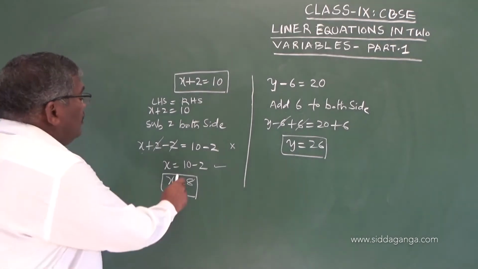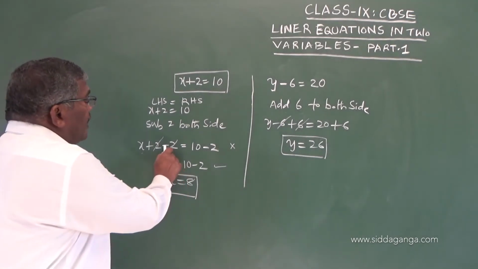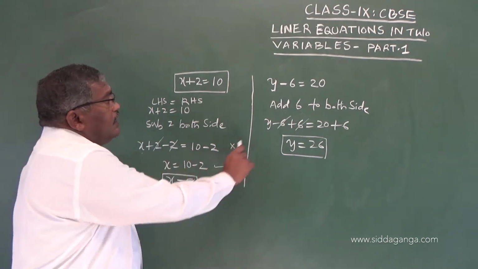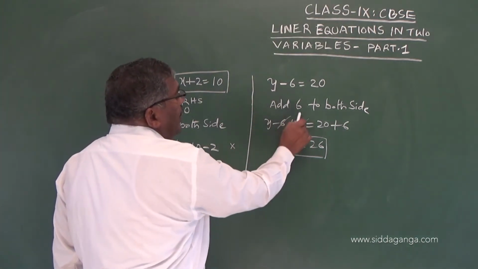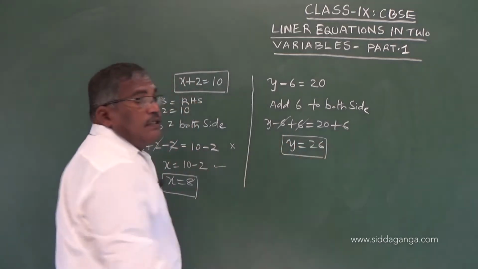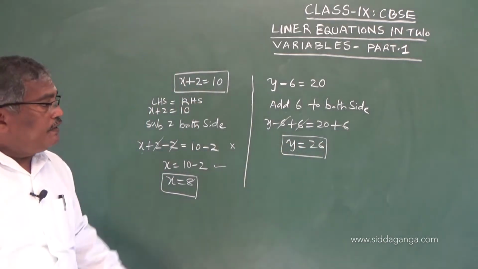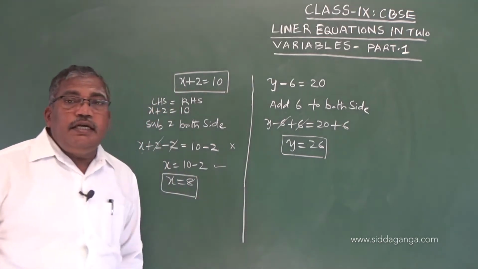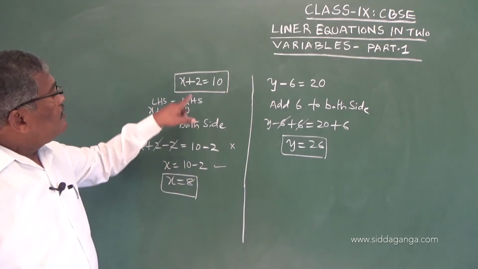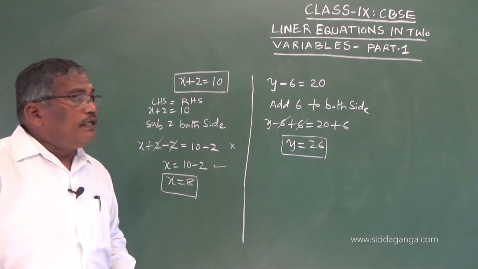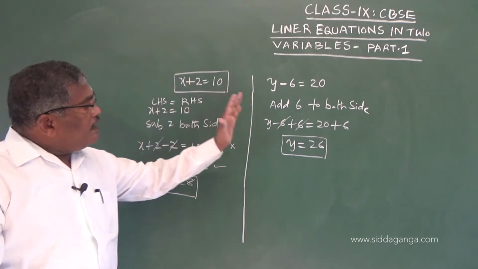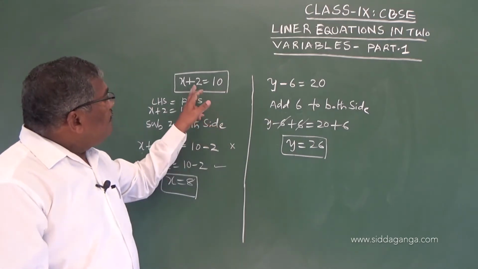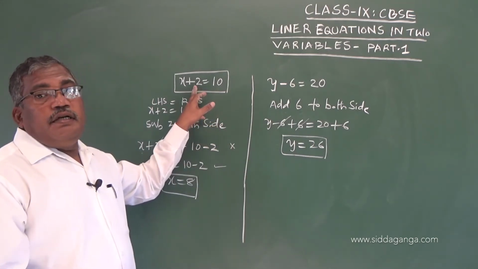So here we got the x value by subtracting 2 on both sides. Here we got the value of y by adding 6 on both sides. So in an equation with a single variable, we can add to either side or we can subtract from either side. The value of the equation will not be hampered.